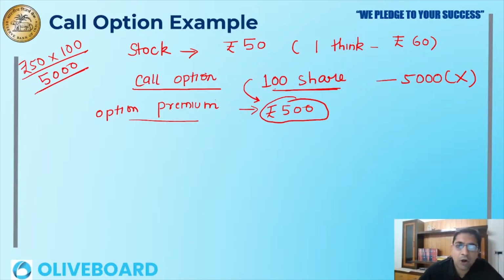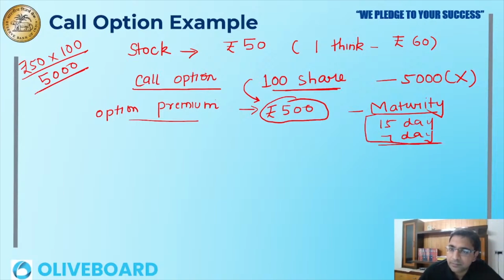But this call option has a maturity date. That means 15 days, 7 days, or whatever it is. Okay, 5 days, 7 days, or whatever it is. So what if the share goes to 60?